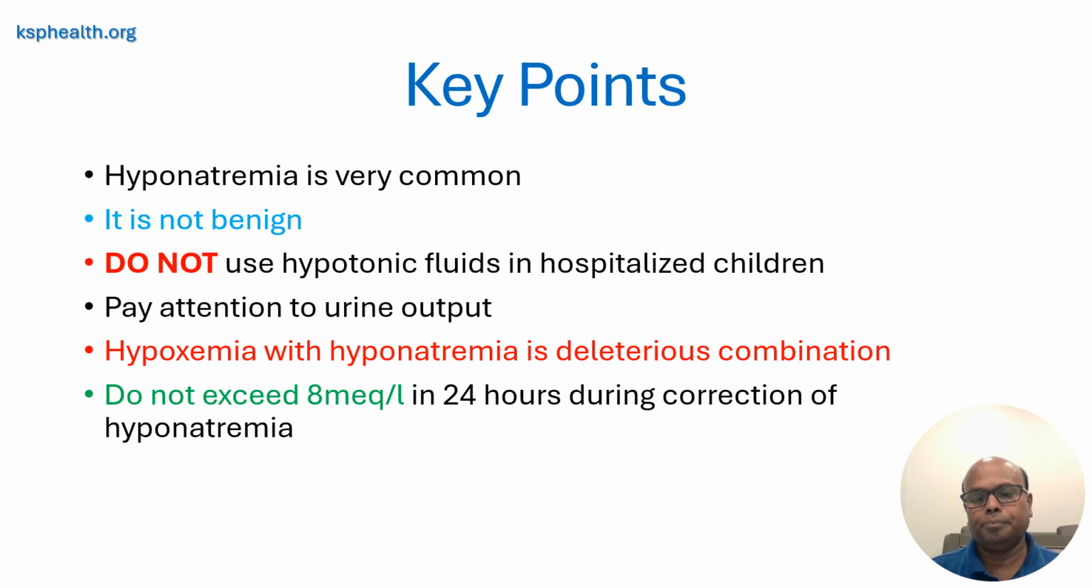Key points. Hyponatremia is very common. It's not benign. Do not use hypotonic fluids in hospitalized patients. Pay attention to urine output. Hypoxemia with hyponatremia is a deleterious combination. During correction, do not exceed 8 milliequivalents in any 24 hours.